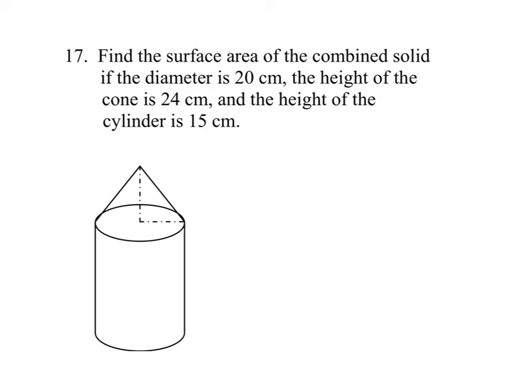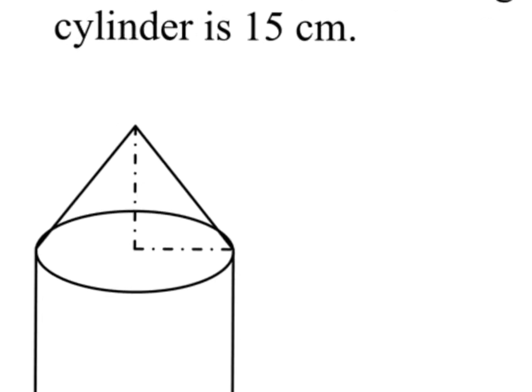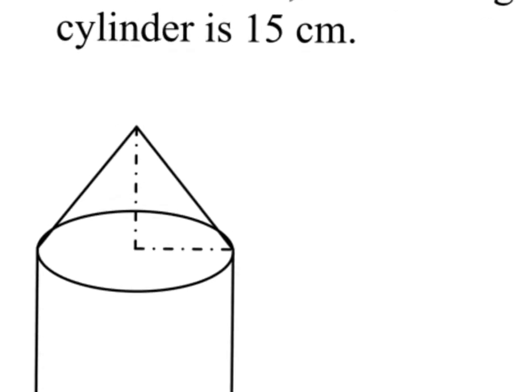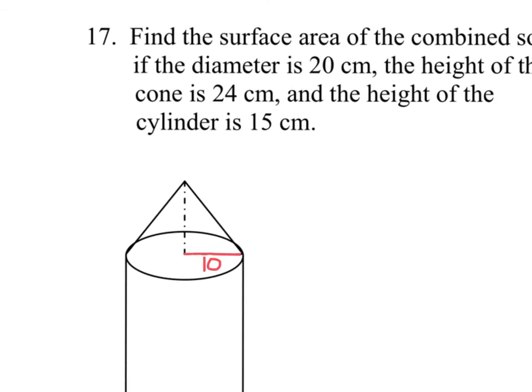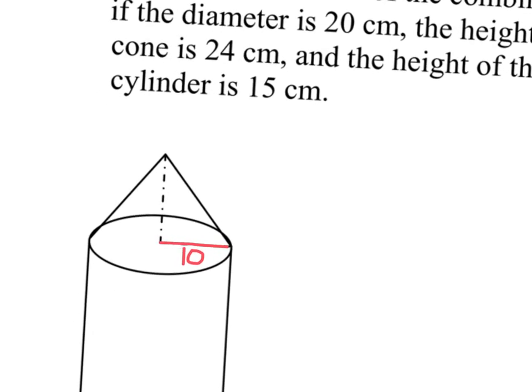It says find the surface area of the combined solid if the diameter is 20 and the height of the cone is 24, while the height of the cylinder is 15. So let's label what they gave us. First of all, they said that the diameter is 20. That's the whole way across, which means the radius is only going to be half of that, making it 10.